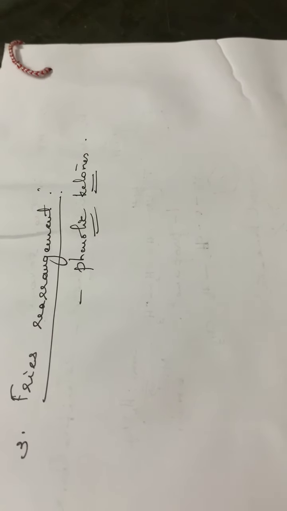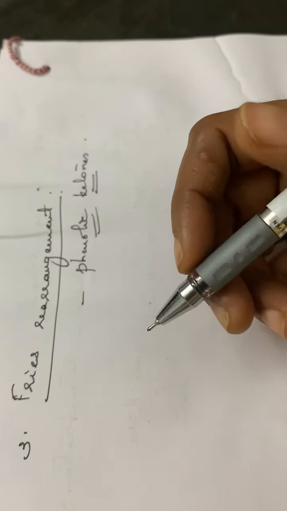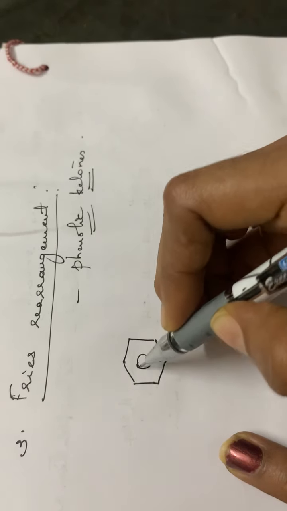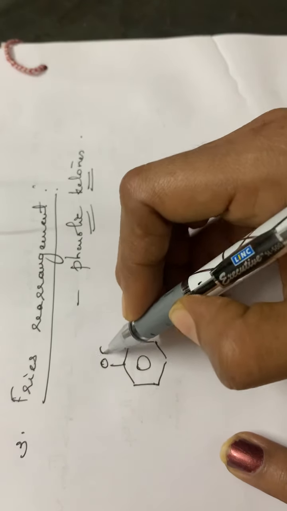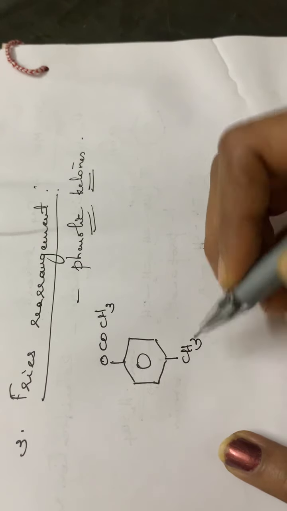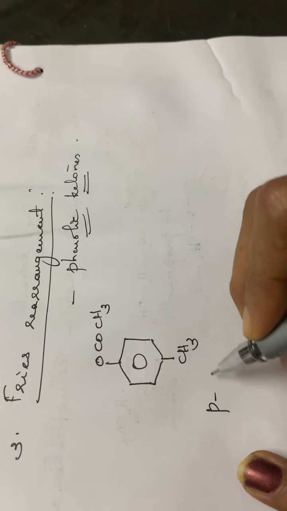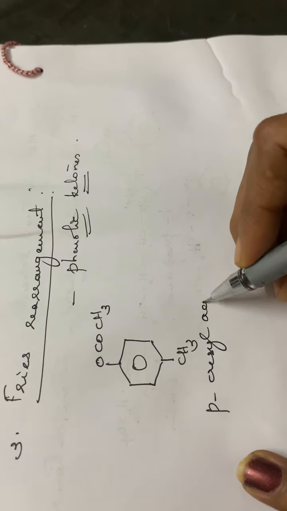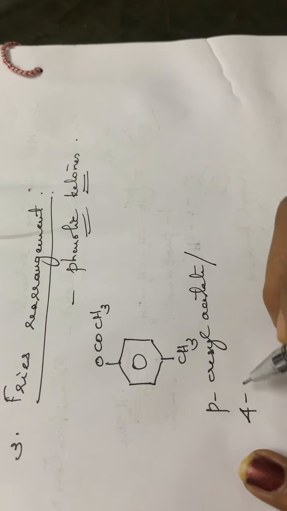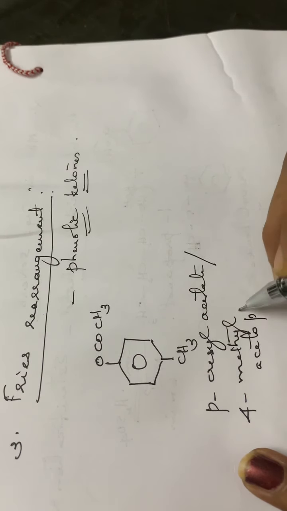One of the substrates used here is paracresyl acetate. I am writing the structure as well: C6H5OCOCH3, and at the para position there is a methyl group. So this compound is paracresyl acetate, or another name, 4-methyl acetophenone.